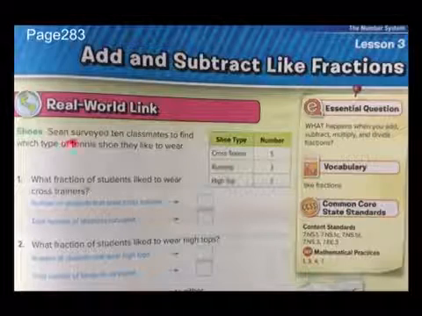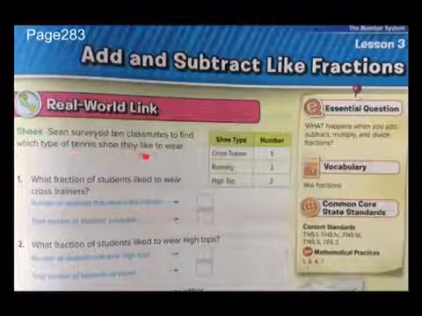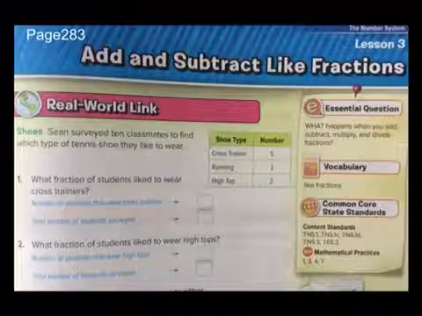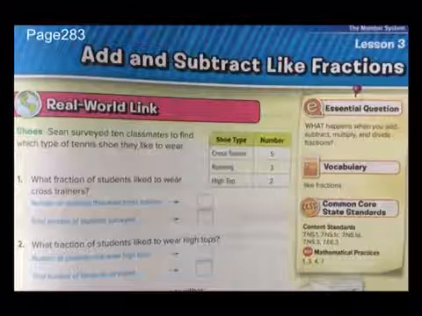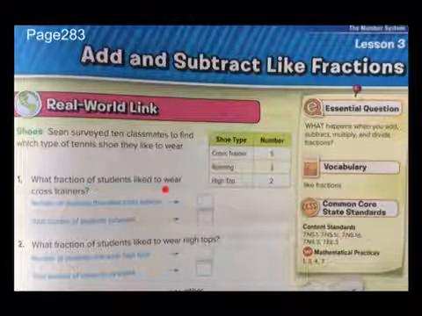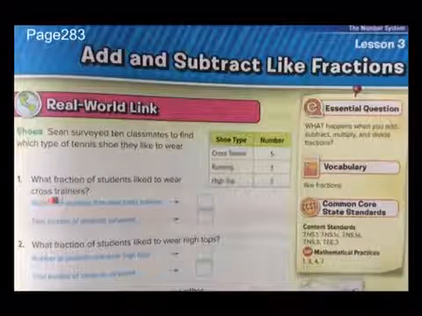Real world link. Sean surveyed 10 classmates to find which type of tennis shoe they like to wear. Shoe type, number. Cross trainers, 5 people. Running, 3 people. High top, 2 people. What fraction of students liked to wear cross trainers?